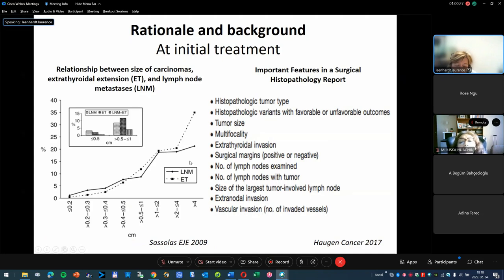And when you do ultrasound in routine, you should have the probe in one hand and the surgical histopathological report in the other hand, to remember where the tumor was, what its size was, whether there is multifocality, whether there is extrathyroidal invasion, and whether the surgical margins were positive or negative. And of course, the number of lymph nodes examined, the number of lymph nodes with tumor, the ratio between the excised lymph nodes with mets and the number of lymph nodes excised, and of course, if there is an extranodal invasion.